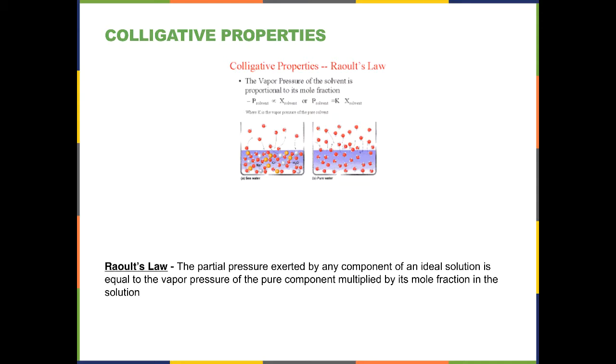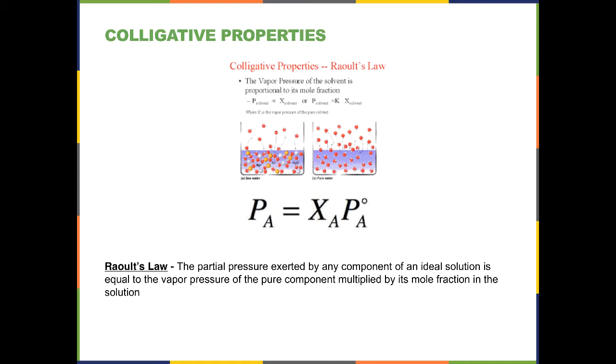Raoult's law states that the partial pressure exerted by any component of an ideal solution is equal to the vapor pressure of the pure component multiplied by its mole fraction in that solution. And here's the equation. The partial pressure exerted by A is equal to the mole fraction of A times the vapor pressure of the pure substance at that particular temperature.